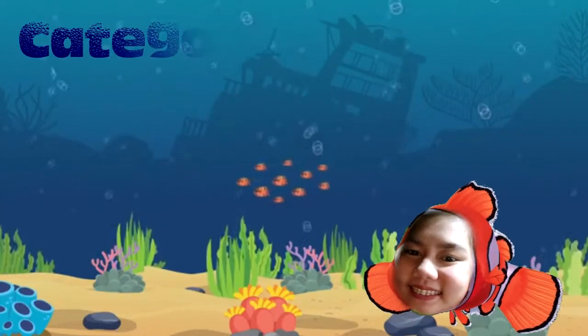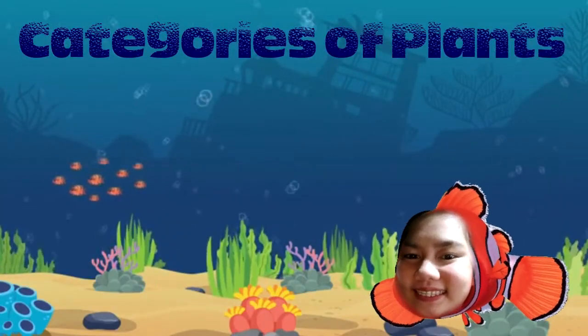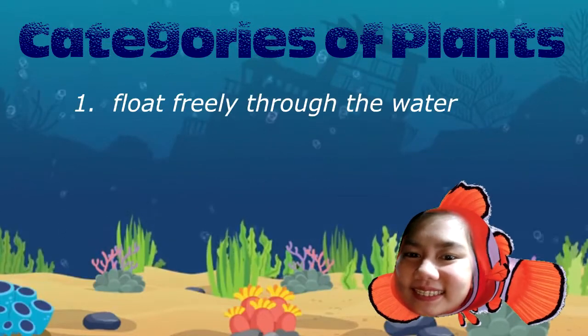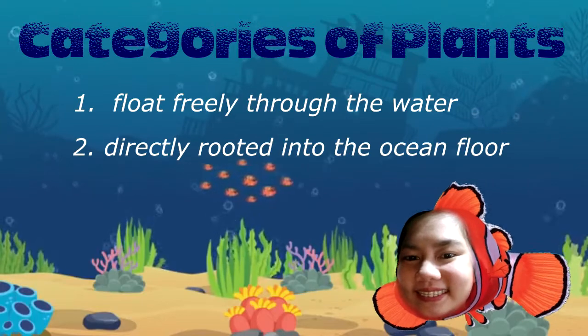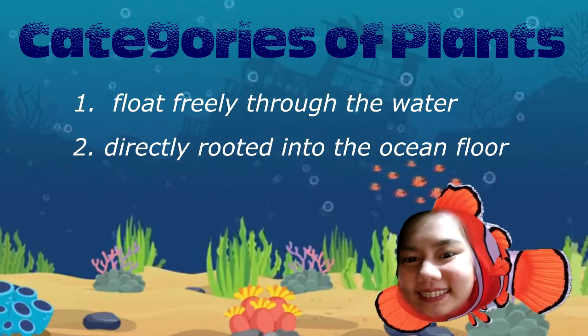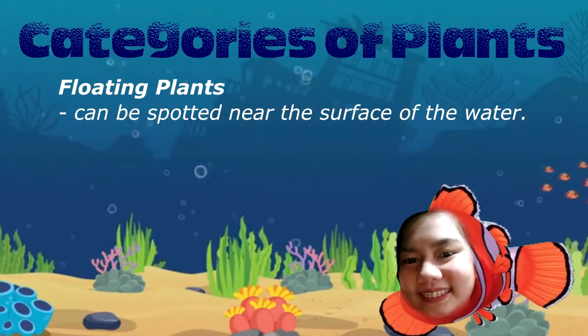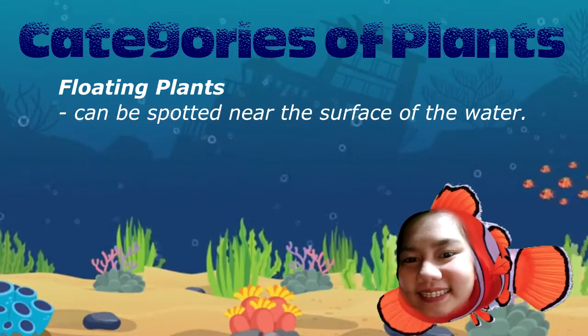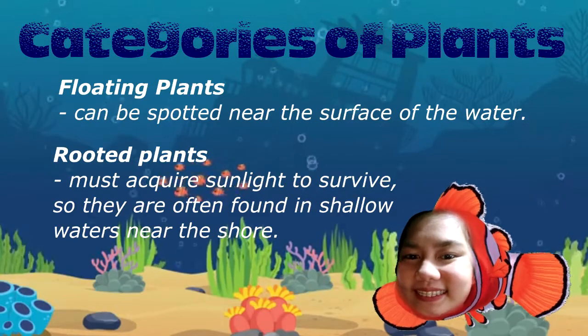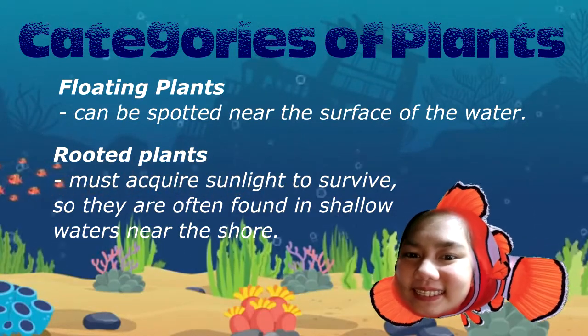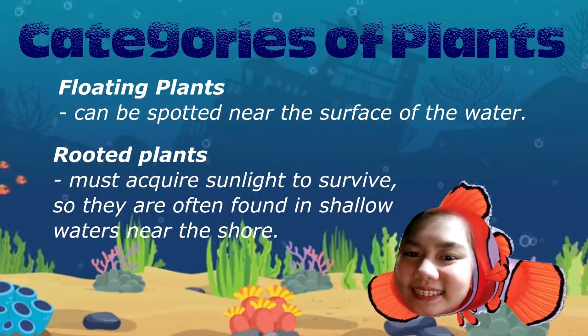There are basically 2 categories of plants living in our ocean's waters. Those that float freely through the water and those that are directly rooted on the ocean floor. Floating plants can be spotted near the surface of the water. Rooted plants, on the other hand, must acquire sunlight to survive. So they are often found in the shallow waters near the shore.